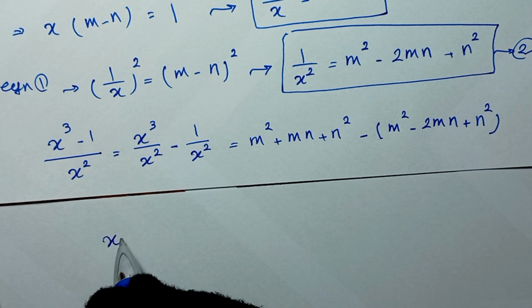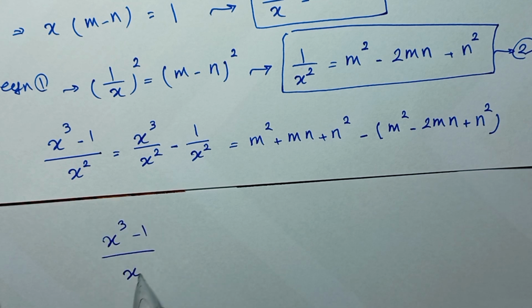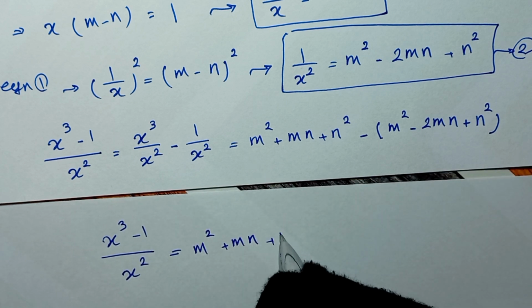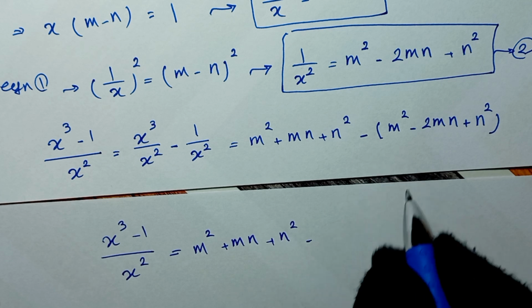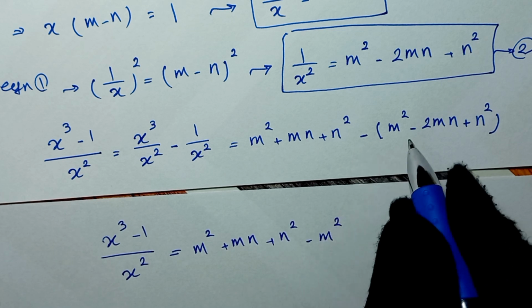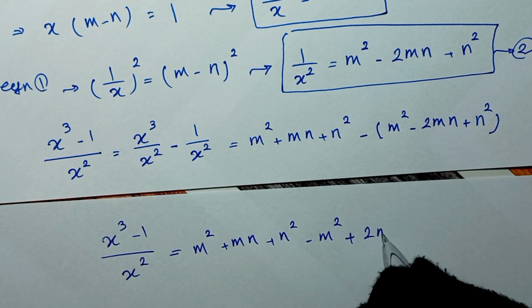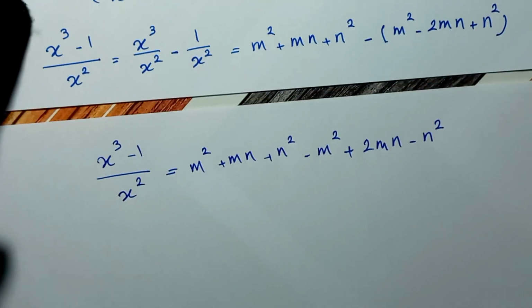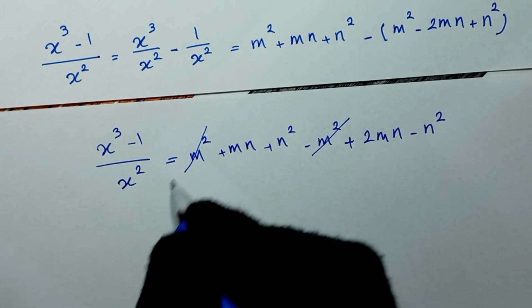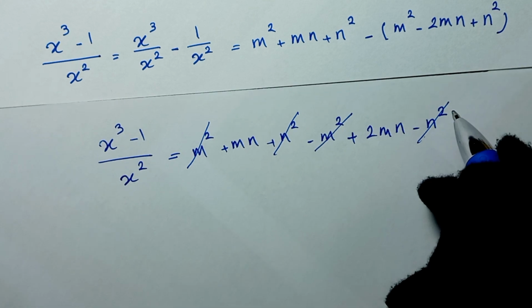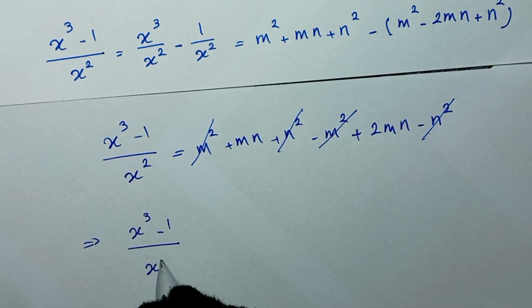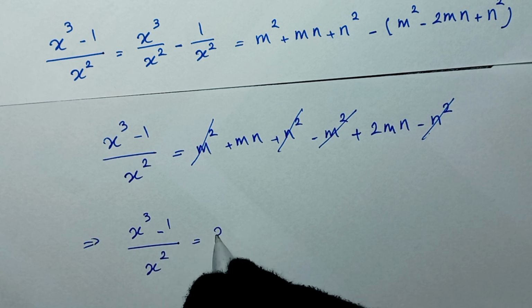And from here, x cube minus 1 over x square is equal to m square plus mn plus n square, and then minus m square, and negative times negative, it will be positive 2mn, and minus n square. And this will cancel this, and this will cancel this, so x cube minus 1 over x square is equal to 3mn.